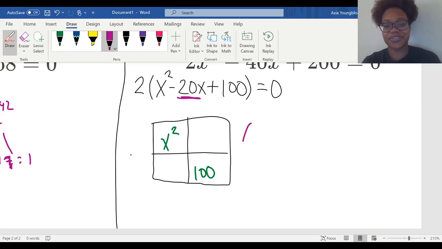So we're looking for two numbers that add to equal negative 20, that are going to multiply to equal 100, and that 100 came from this diagonal.